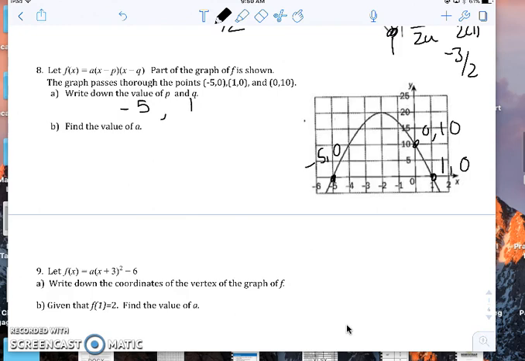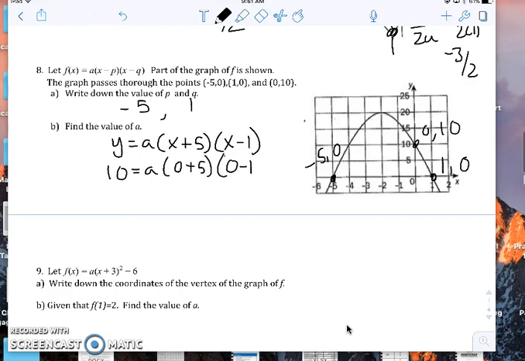Find the value of a. So we know that this is a(x plus 5)(x minus 1). From where it crosses, we can use this other coordinate to find a. So 10 equals a(0 plus 5)(0 minus 1). So let's see, we got 5 and negative 1. So 10 equals negative 5a. So a has to be negative 2.